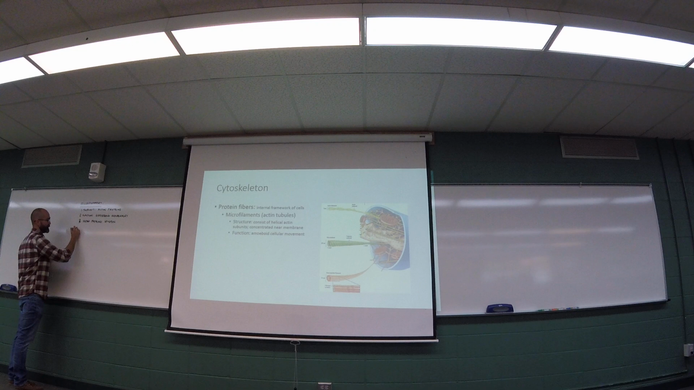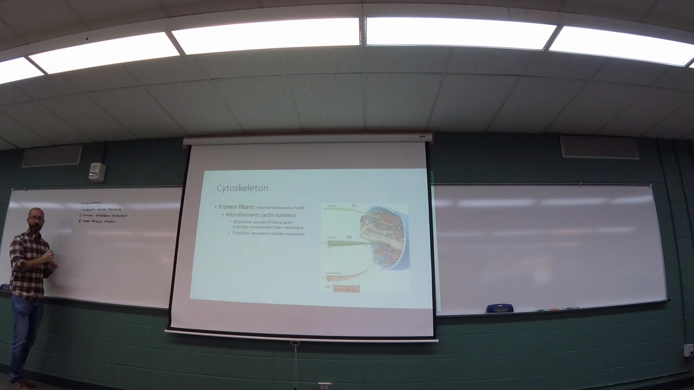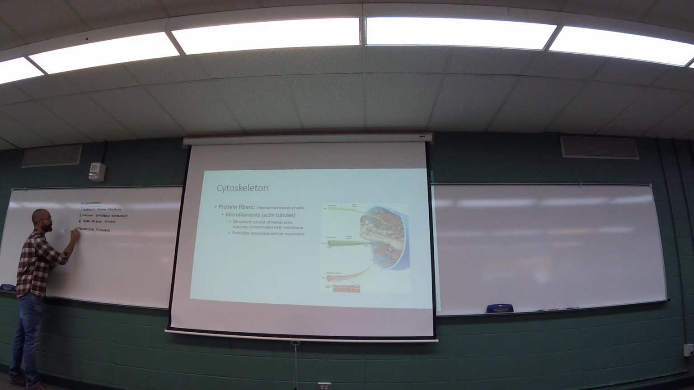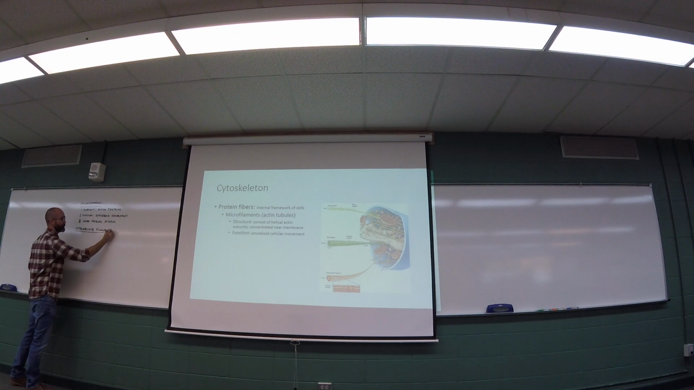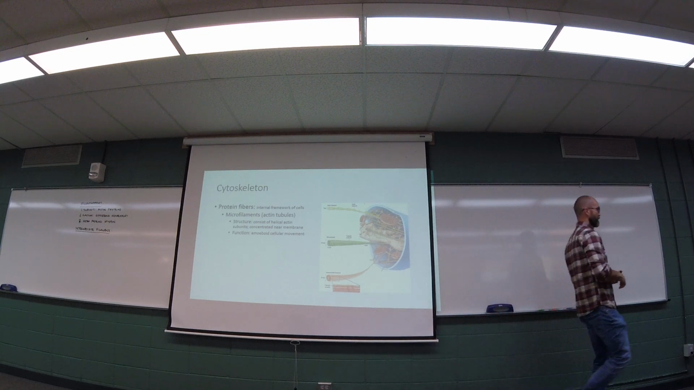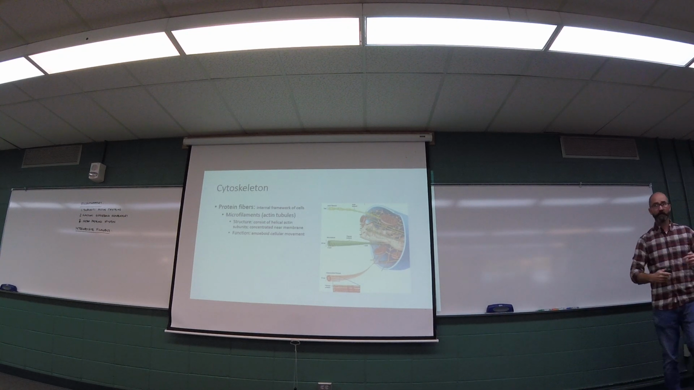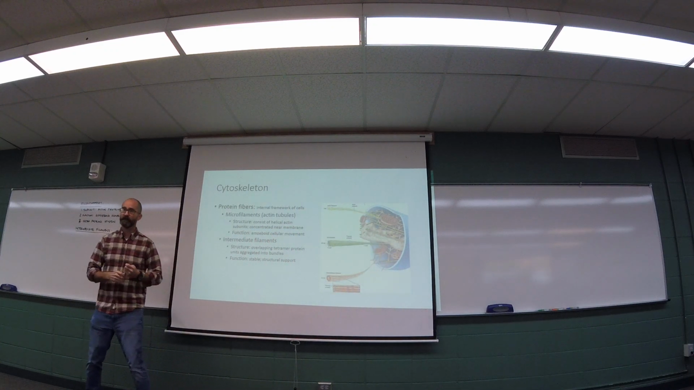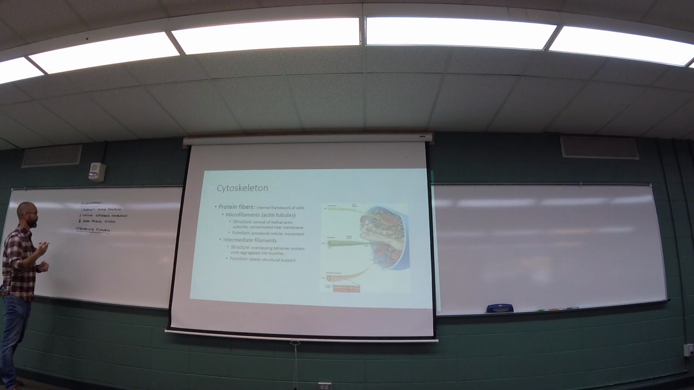The second type of cytoskeletal element are called the intermediate filaments. The intermediate filaments are a little bit larger than the actin filaments, and they're smaller than the largest of the filaments. And their subunit is called a tetramer protein subunit.